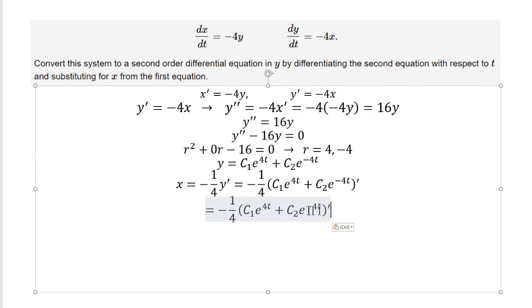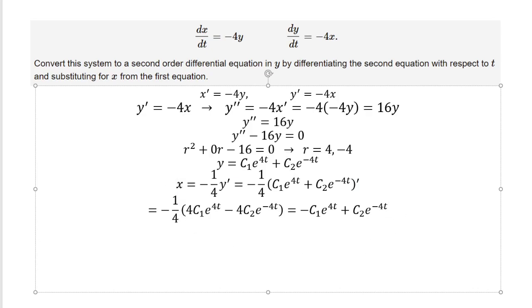You differentiate individually by using the chain rule. First of all, when you differentiate e to the 4t, you get 4 times c1 e to the 4t, and this 4 comes down because of the chain rule. And when you differentiate this one, the negative 4 comes down. Then you multiply negative 1/4 through, and the result is negative c1 e to the 4t plus c2 e to the negative 4t. And that's the answer.